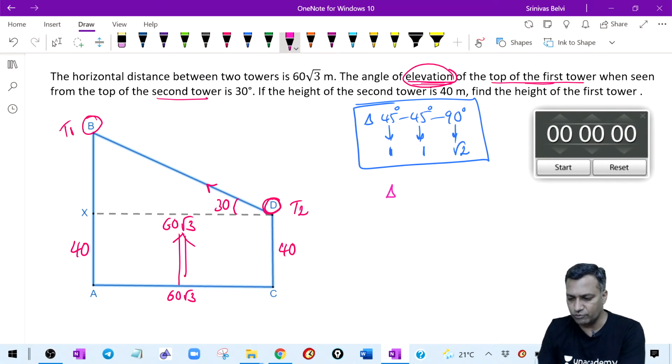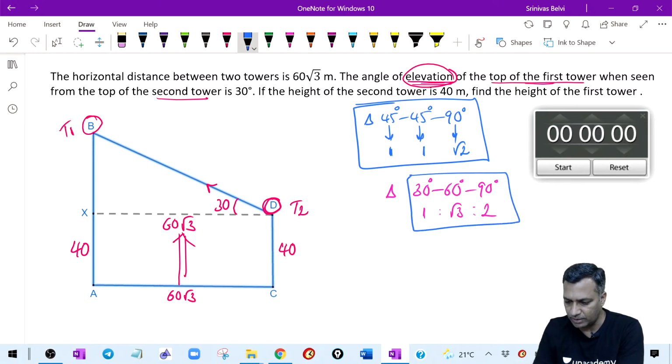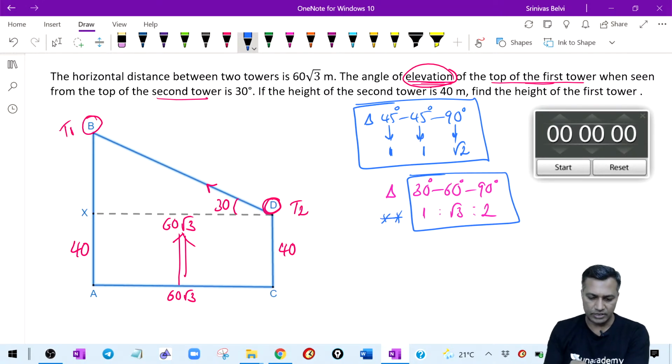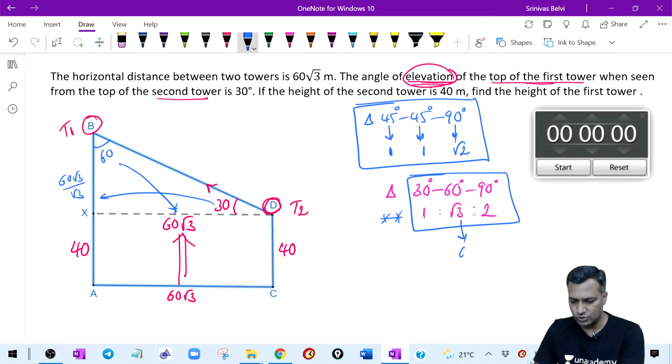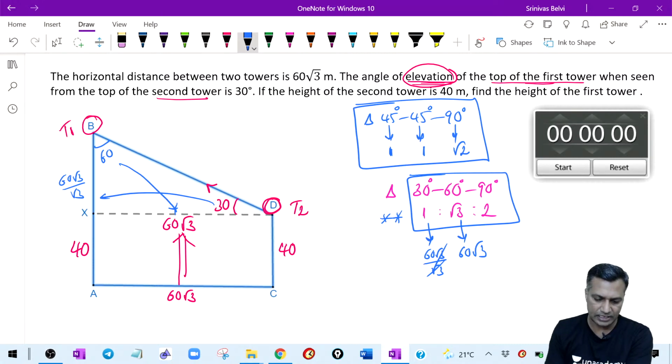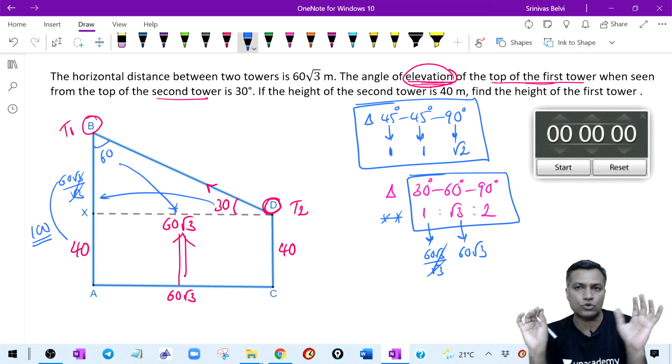The other triangle that we use is the 30, 60, 90 triangle. The sides opposite these angles are in the ratio 1:root 3:2. Use whichever is useful to you. This is what I'm going to use in this question. This is 60 degrees, and the side opposite 60 is 60 root 3. Therefore the side opposite 30 is 60 root 3 divided by root 3, because root 3 corresponds to 60 root 3, so 1 corresponds to 60. Technically this is 60 plus 40, which is nothing but 100. All the effort it takes is to draw the diagram.